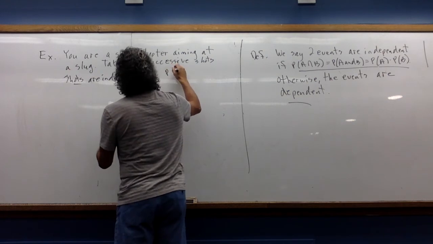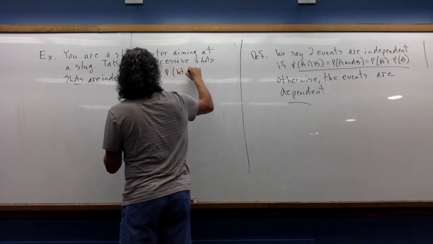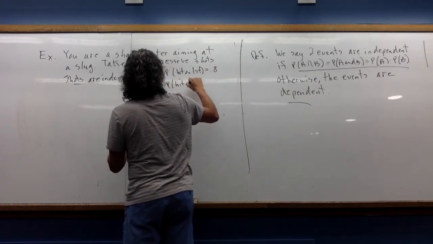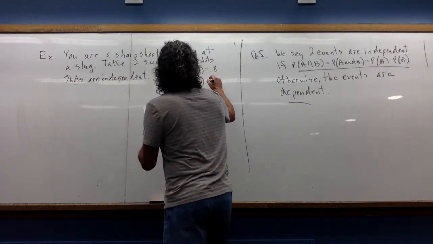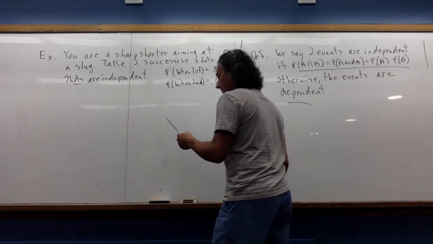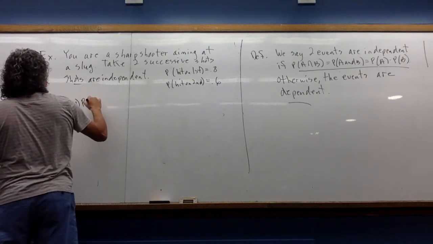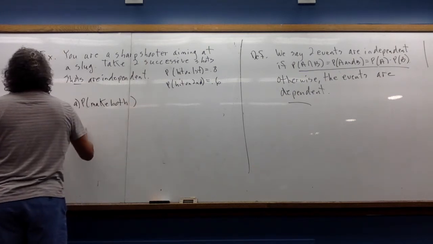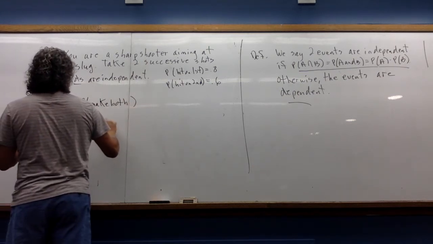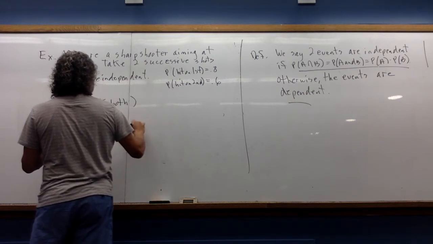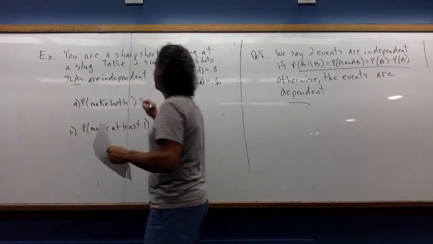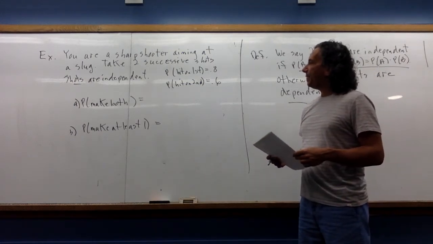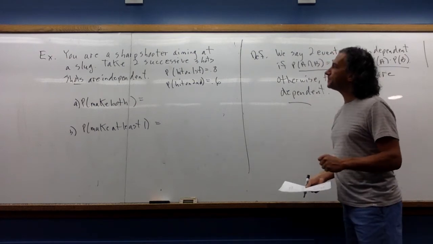The probability that you hit it on the first shot is 0.8. Probability that you hit it on the second shot is 0.6. I want to know the probability that you make both. And the probability you make at least 1. All right, so give that a shot and pause the video, and then we'll talk about it.